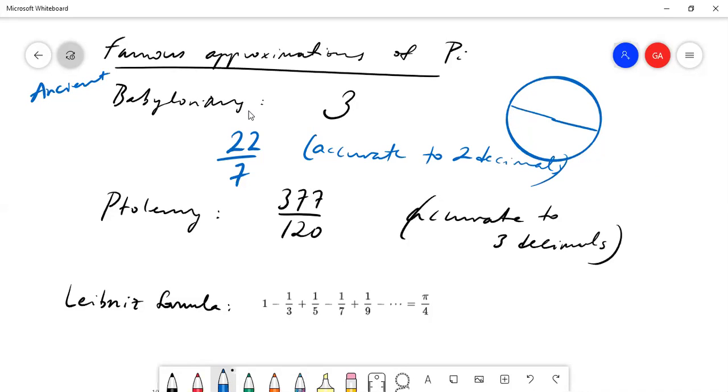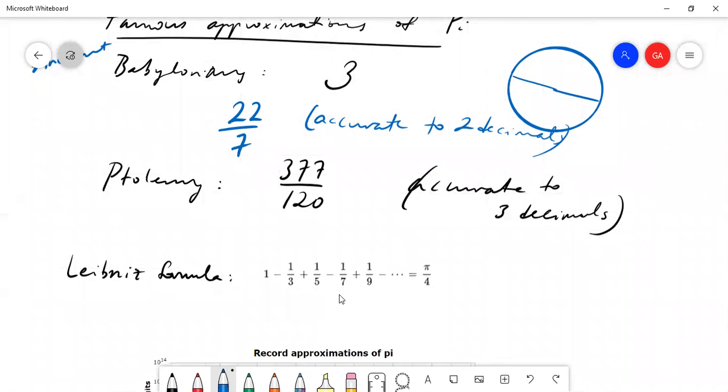And then Ptolemy came out with this nicer number, and keep in mind this is a ratio of 2 integers, therefore it's supposing that pi is a rational number, which is not true, but this was a more successful approximation, accurate to 3 decimals, that was very successful at the time.